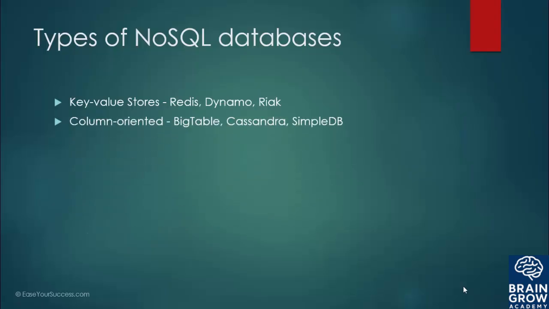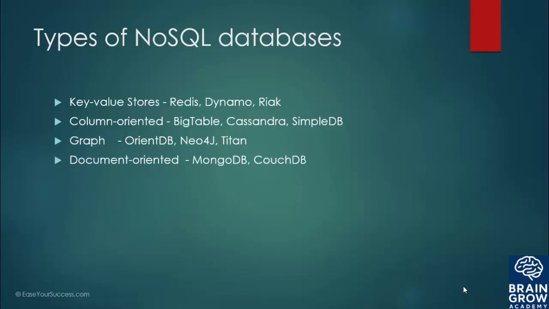The next is column oriented databases. In this kind of database, we store data in a columnar fashion. So first we store data in the columns with the reference of a row ID. Examples are Bigtable, Cassandra and SimpleDB. Graph oriented databases are the next. In this we store data in a graphical manner. Examples are OrientDB, Neo4j and Titan. The next is the very popular document oriented databases, and examples are MongoDB and CouchDB. In this course, we are going to learn about the document-oriented database MongoDB. In this kind of database, we store data in the form of documents, and in case of MongoDB, we store data in the form of JSON documents, which are objects.